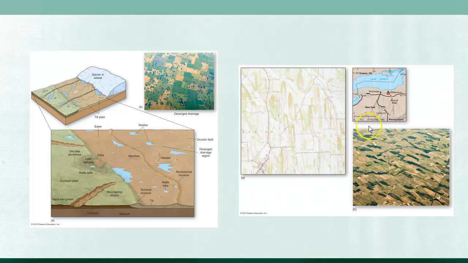This picture right here shows the area that we're going to be going to in upstate New York or very close to it. You can see these egg-shaped hills all through here. These are drumlins found in this area.